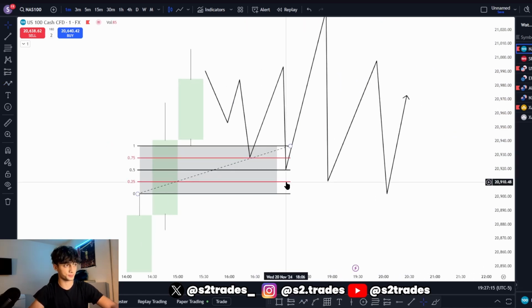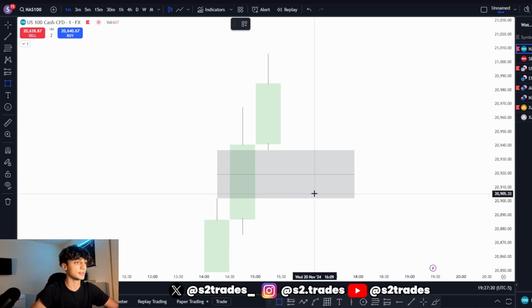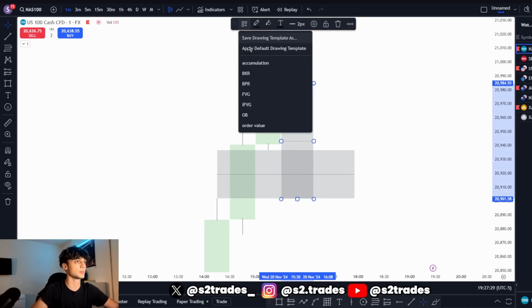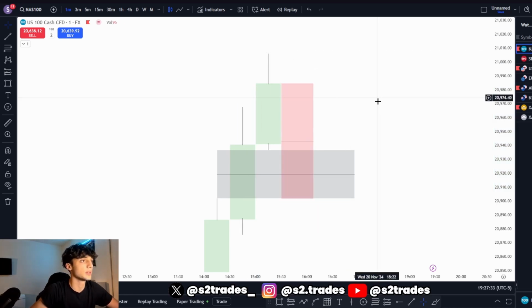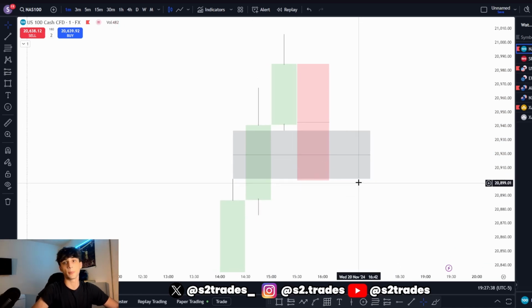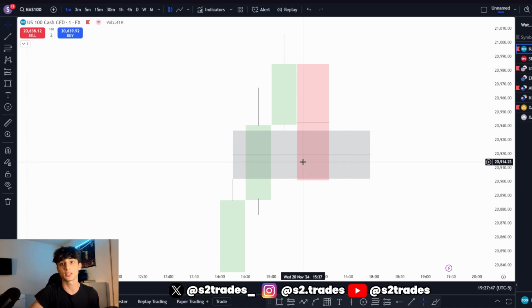And another thing that a lot of people don't know is that, let's say for example, we have a close on this fair value gap like this. Let's say we're closing on this fair value gap. Let's make this red. Let's say we close in this fair value gap like this, and just a little over. You probably don't know this, but this fair value gap still could be active. We could still have bullish movement off it because it's a mohawk.